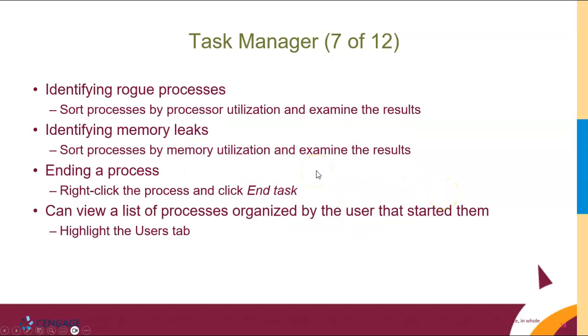So how do you identify rogue processes? You sort processes by processor utilization and examine the results. For memory, it's very similar: you sort by memory utilization and examine the results. To end a process, you just right-click and click End process. And then you can view a list of processes organized by the user that started them by going to the Users tab.